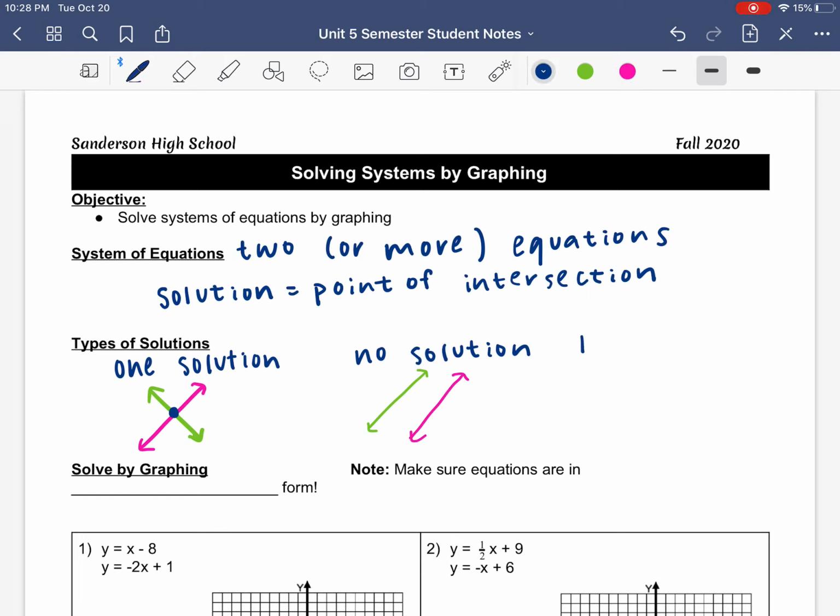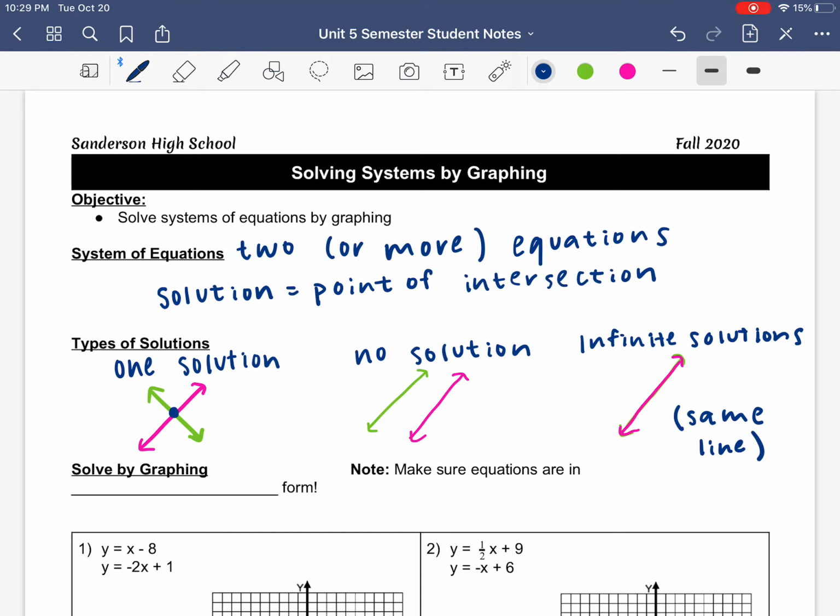There's also the option to have infinite solutions. And what that would be is if you have a line, and your other equation gives you the exact same line. So when you graph them, the equations might be written differently, but they are the same line. We call that infinite solutions because those two lines are touching literally at every point on the line.